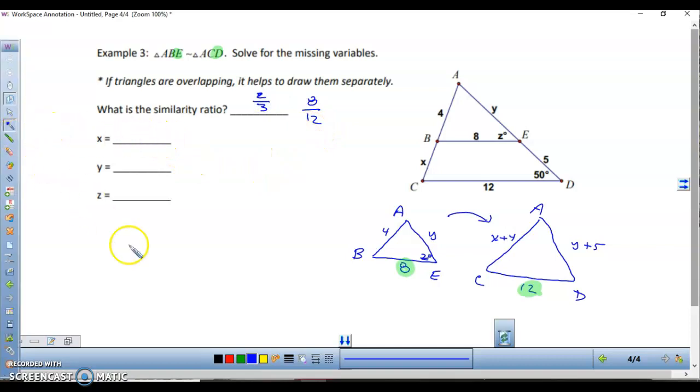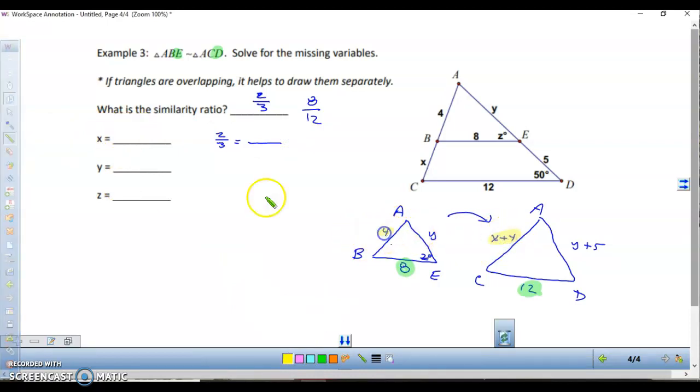All right, so now to solve for x. So here's what I know. I know that the similarity ratio is 2 to 3. All right, and let's see what corresponds with what. What has x in it? X plus 4 is this side, so that corresponds to this one. I'm going to go in the same direction. So I said the similarity ratio is 2 to 3, so I'm going to say that equals 4 over x plus 4.